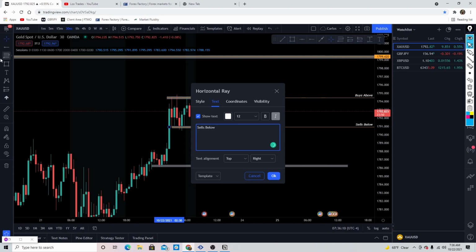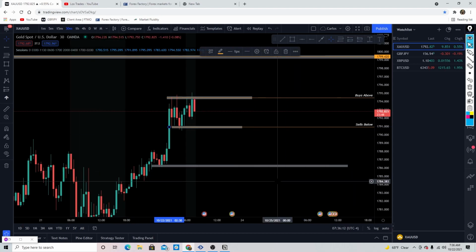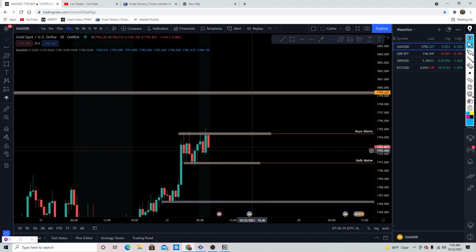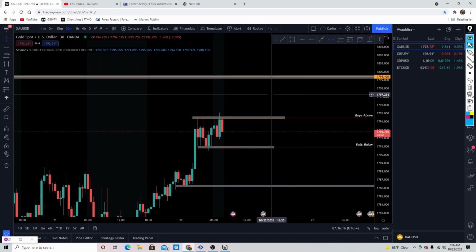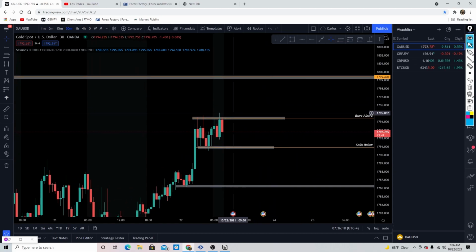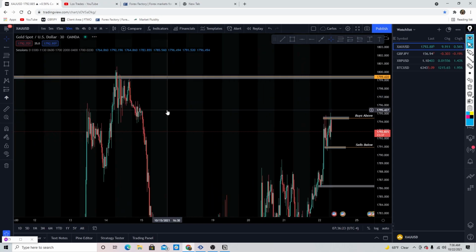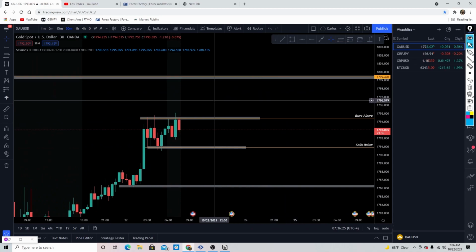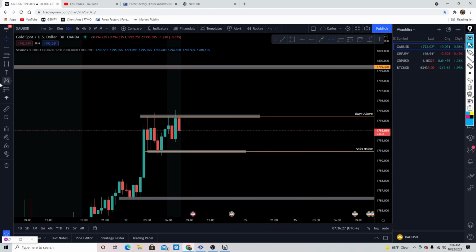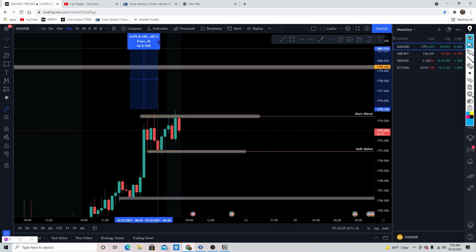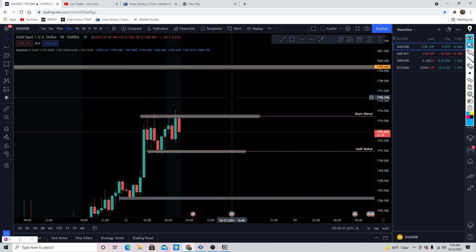Sells below. All right, price is right now consolidating. If price breaks above this previous wick here, based on our analysis, based on our history taking these types of trades, it should continue going up for a total of potentially 42 pips.